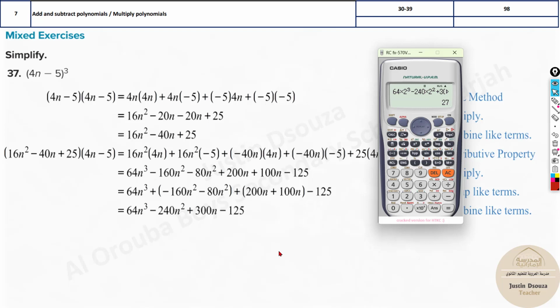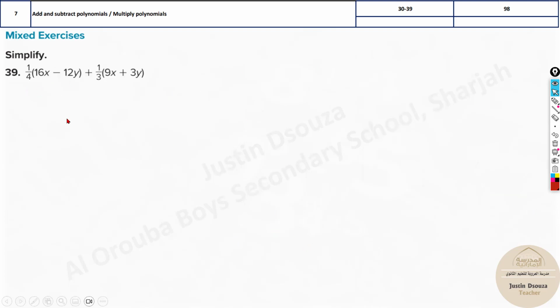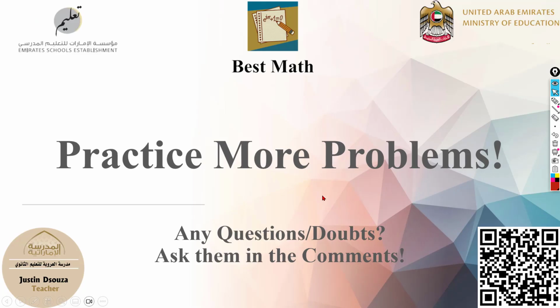All the others won't. Please do try these by yourselves and then finally check the answers. Here, and the last one here also. Over here we have to just use the distributive property, or you can use the calculator method. You will get the same answer. And over here the steps are there. The final answer is very simplified, 7x minus 2y. That's the end of this topic.